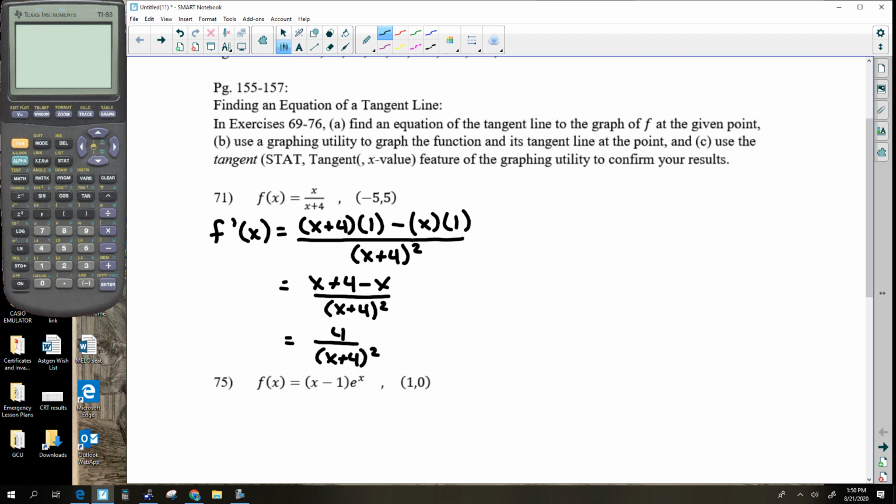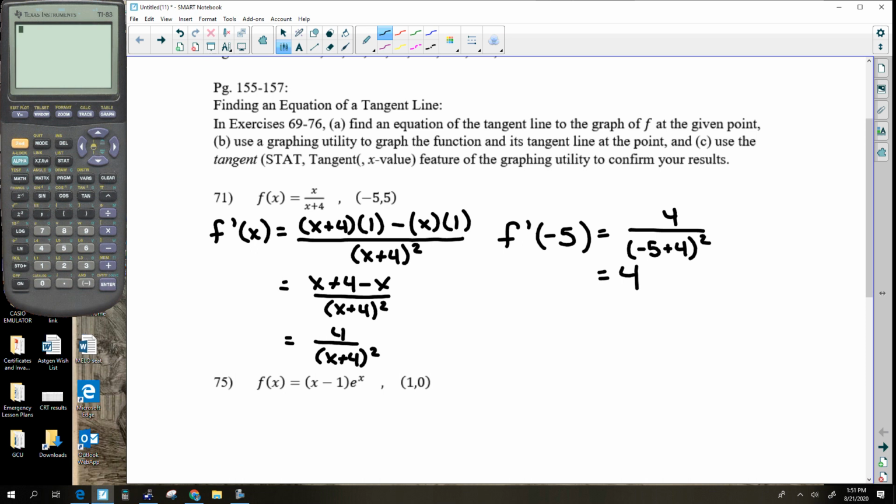Now, why did I do that? Because I'm after the slope of that tangent line. So yes, this will give me the slope, but where do I specifically want the slope? Well, I want it when x is equal to -5. So plugging that into my derivative, -5 plus 4 is -1. -1 squared is +1. This is equal to 4.